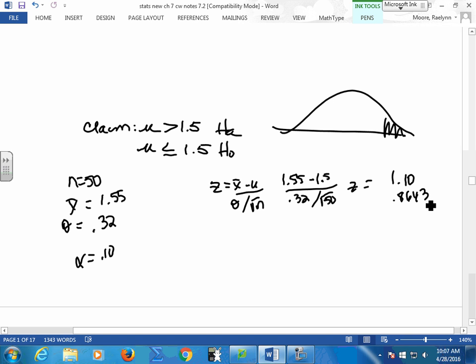We want this little area here. We want to subtract this. So we want this to come out to be what? 0.1357. Thank you. That makes more sense to me. This is your p-val. This is the value that is associated with this z-score.